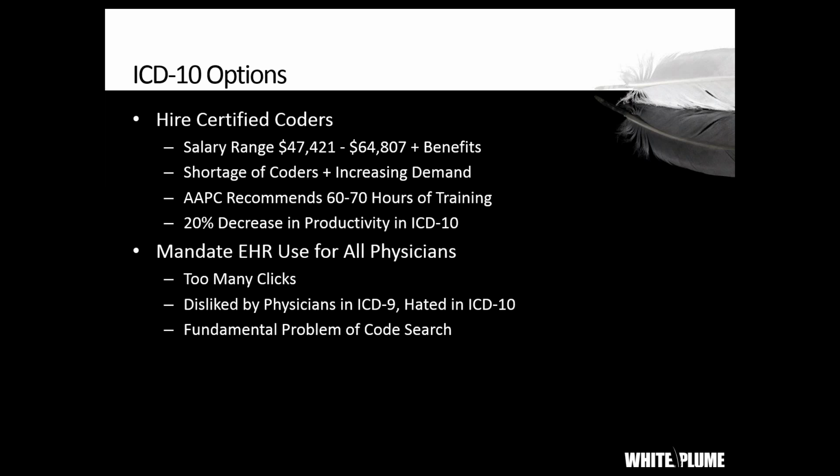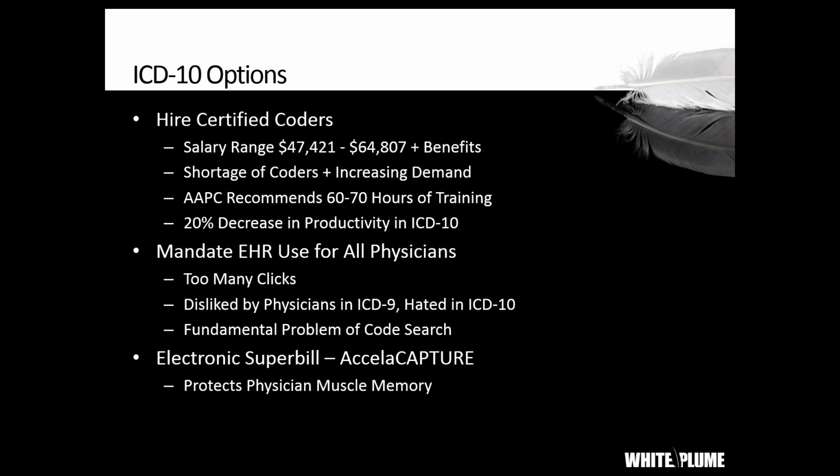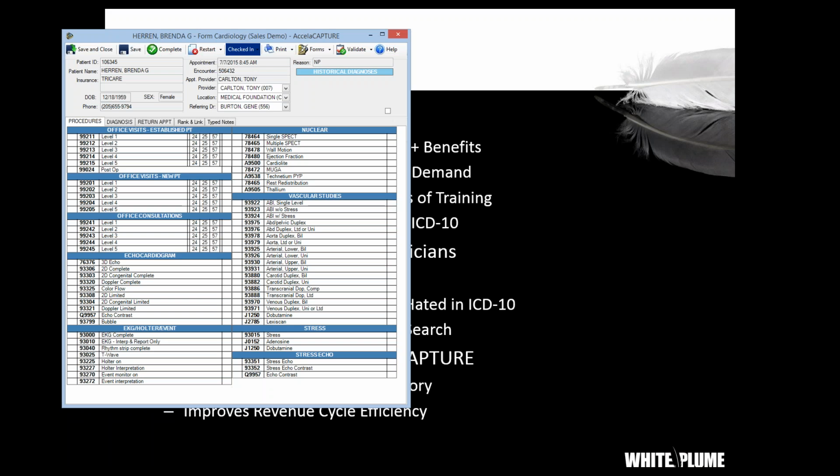Now, I'm certainly biased, but I like the third option the best. It's an electronic superbill. Design it in a way to make it look like the paper superbill. Protects the doctor's muscle memory, makes it faster for them to learn and faster for them to use. At the same time, making sure that the billing team gets the right data that they need the very first time to get that claim paid.